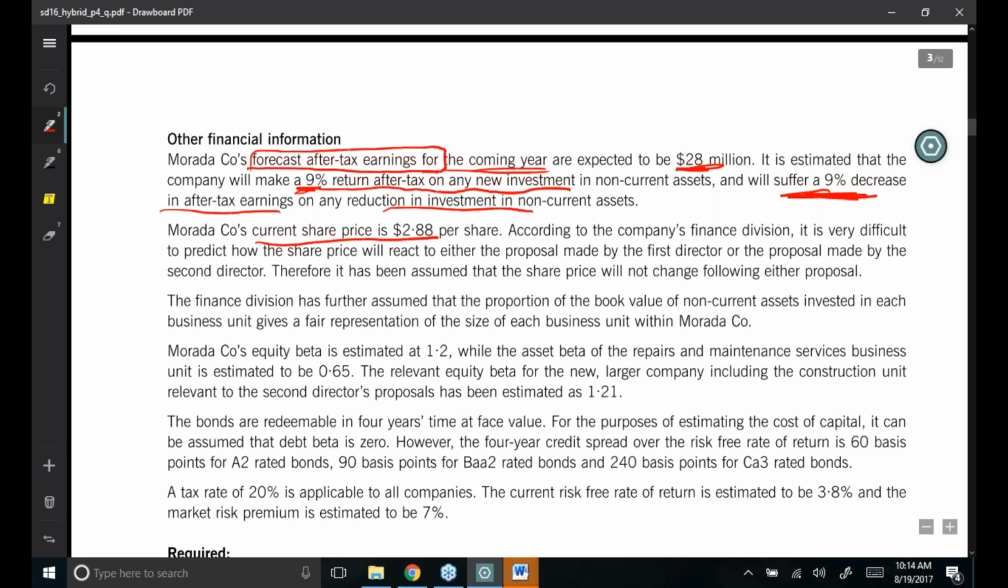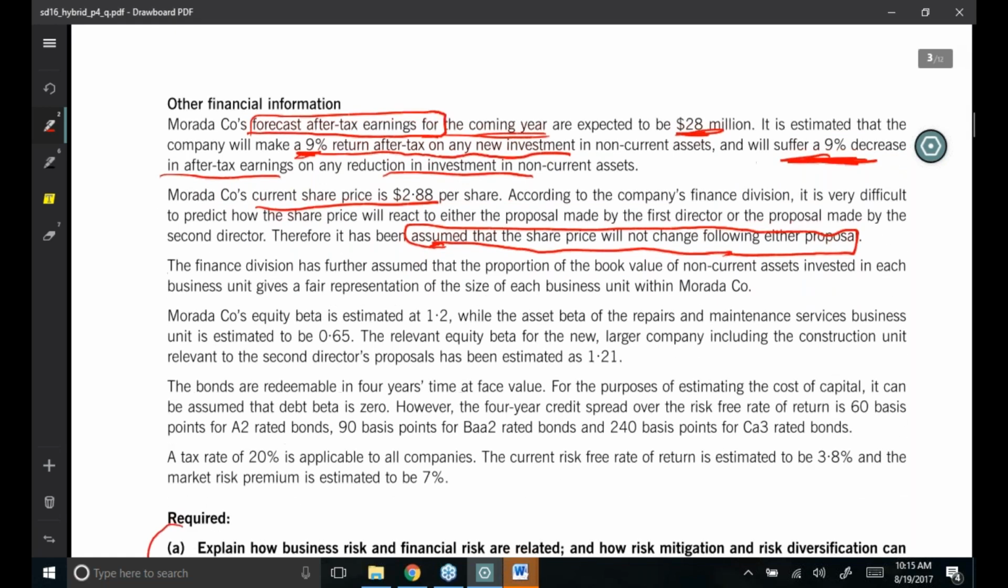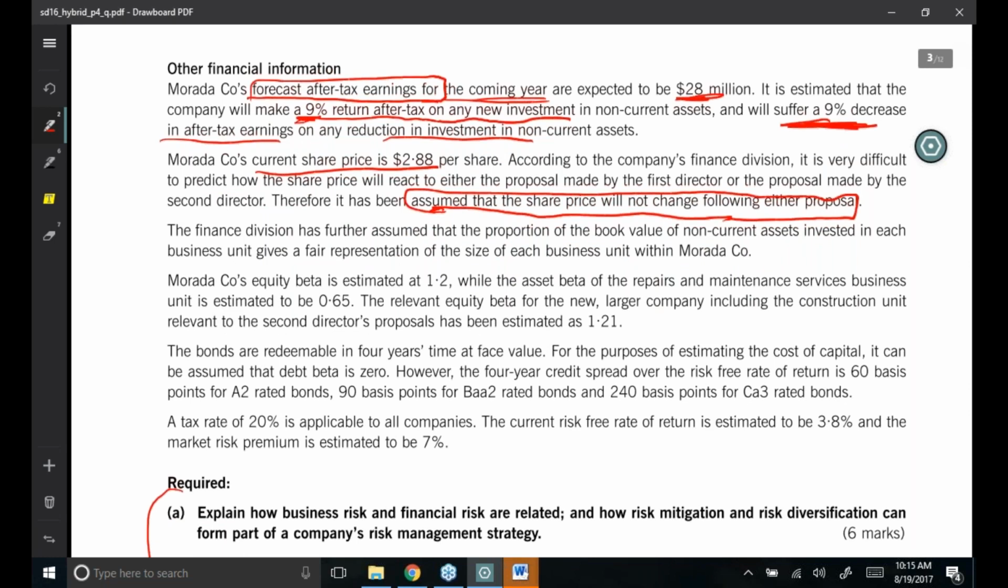According to the company's finance division, it is very difficult to predict how the share price will react to either the proposal made by the first director or the proposal made by the second director. Therefore, it is assumed that the share price will not change. Although this assumption is a very debatable topic, and not a very good assumption, in this question it is clearly stated that you will need to assume that the price will remain constant.